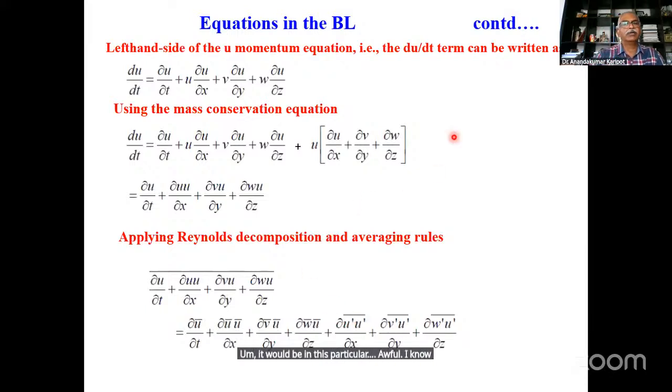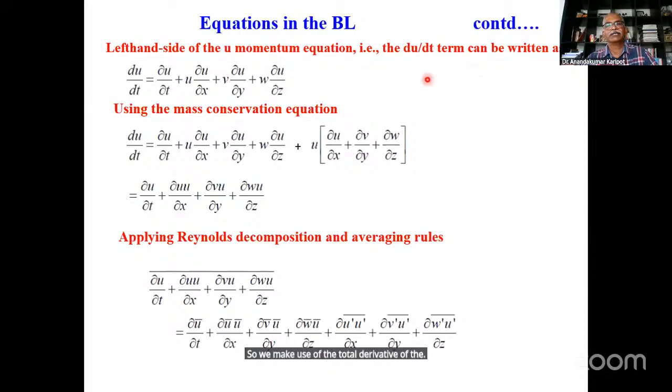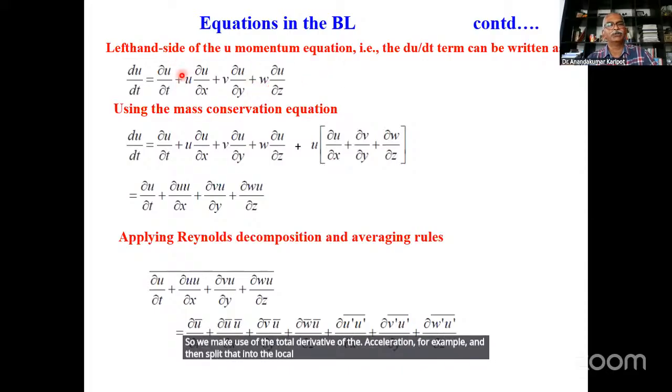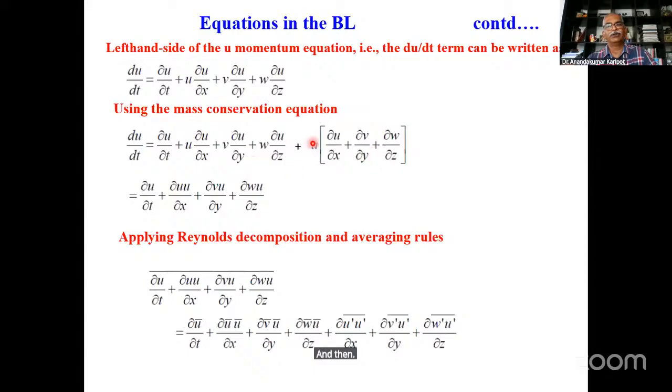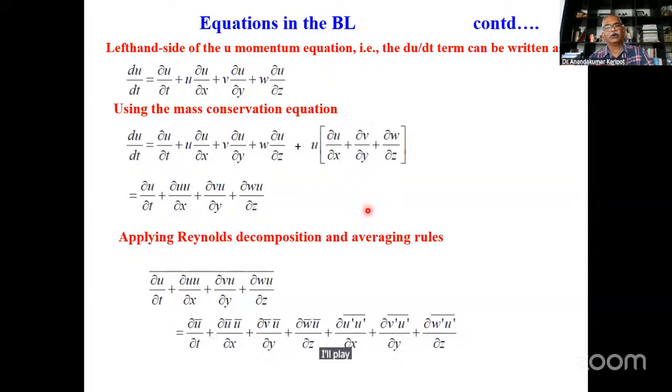Now, to convert the momentum equation, which includes the fluxes, there are certain steps involved. We make use of the total derivative of the acceleration, for example, and split that into the local derivative and the advection term. Then we rearrange the terms and get this particular equation. For each of these variables, u, v, and w, we apply the Reynolds decomposition. We write u as u bar plus u prime, v as v bar plus v prime, and w as w bar plus w prime. Then we apply the averaging rules and arrive at this particular equation.